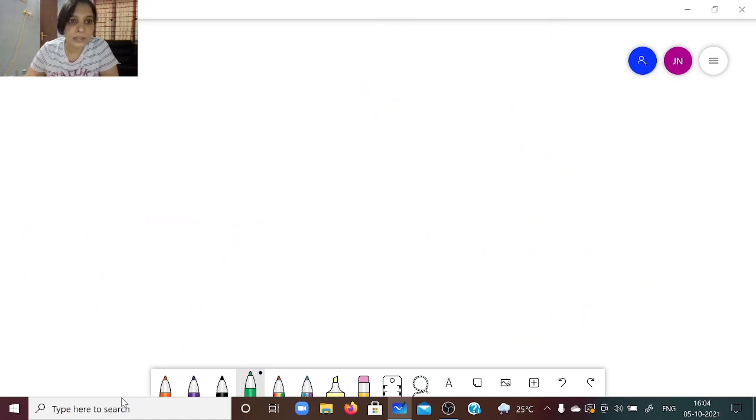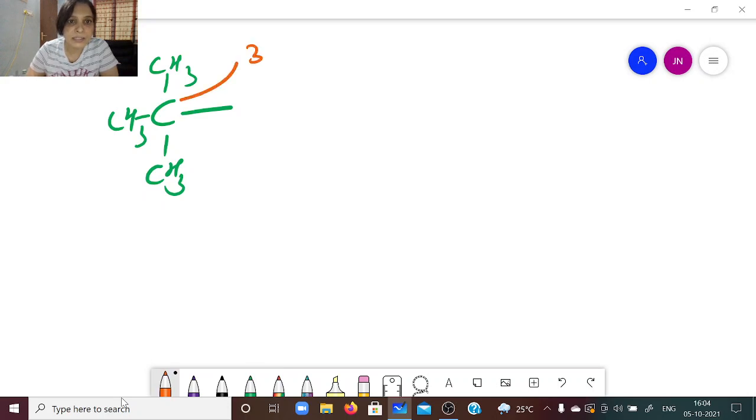Next one is CH3, CH3, CH3, a branch. Totally four carbons are there, and this carbon is tertiary. So it is known as tertiary butyl. This branch is known as tertiary butyl.